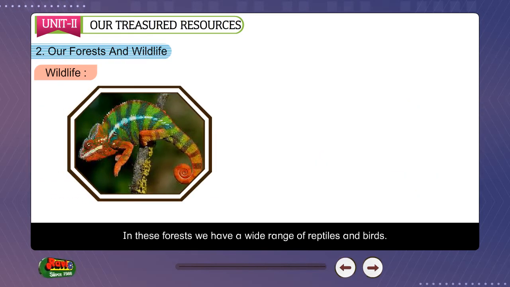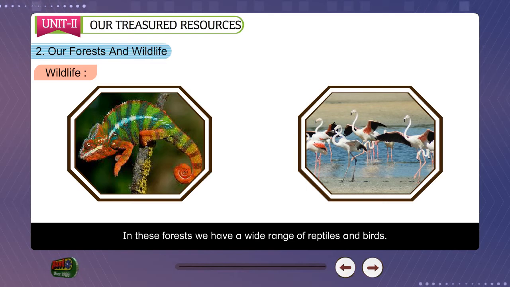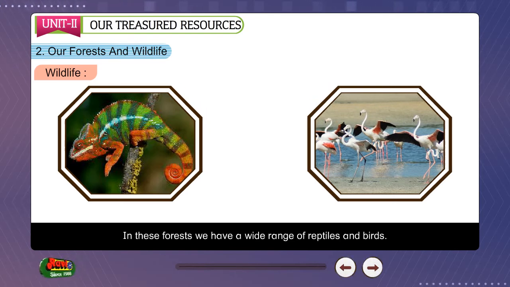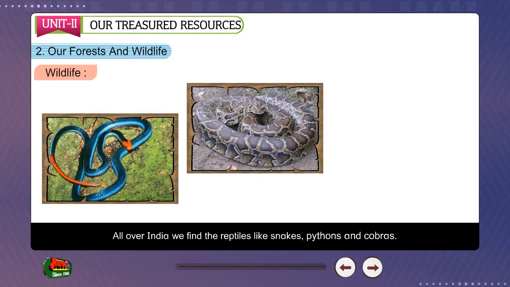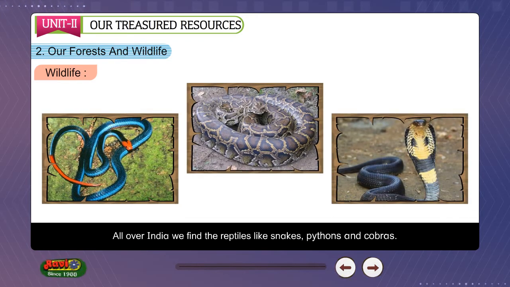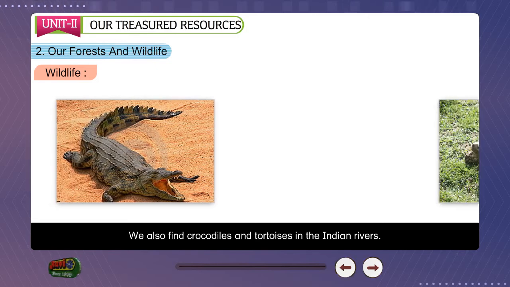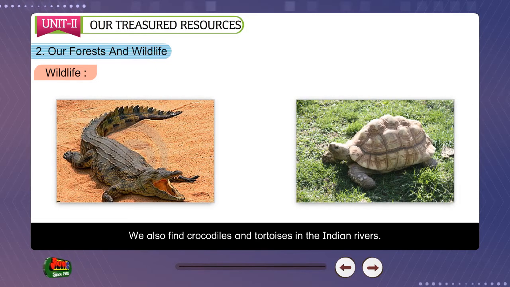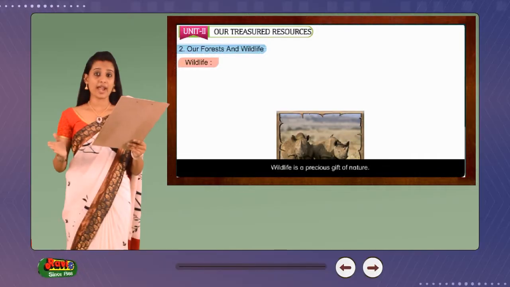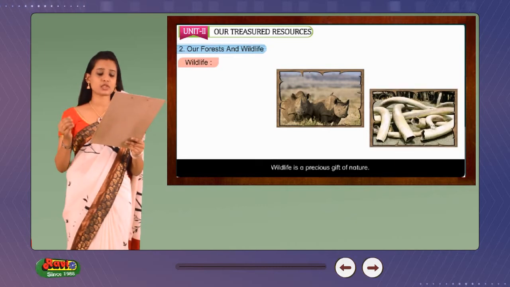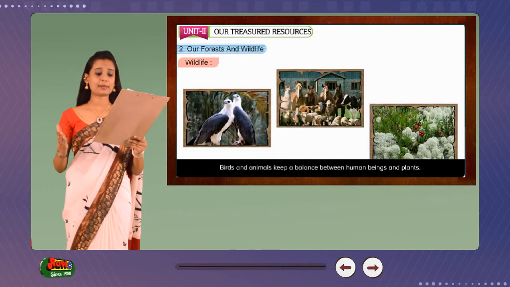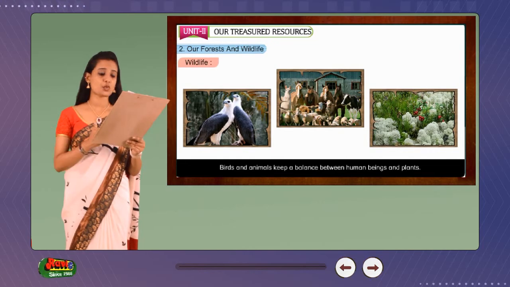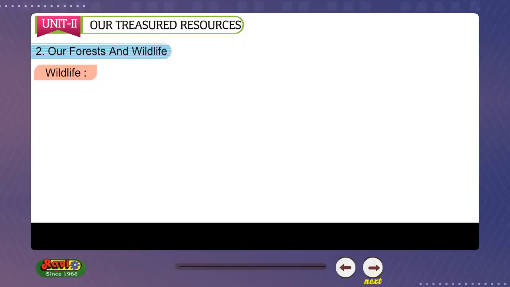In these forests, we have a wide range of reptiles and birds. All over India, we find reptiles like snakes, pythons, and cobras. We also find crocodiles and tortoises in the Indian rivers. Wildlife is a precious gift of nature. Birds and animals keep a balance between human beings and plants.